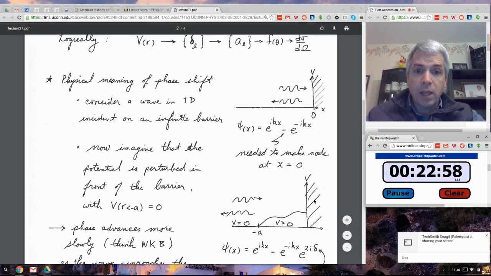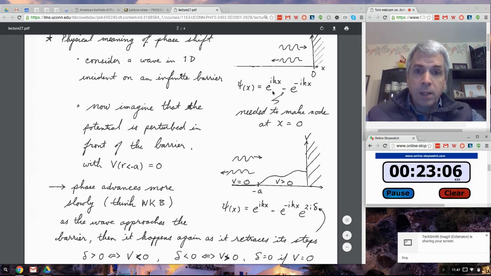Let's now describe this same wave function here in the V equals 0 region and compare what it would be in the equivalent region up here. Up here, it's just e to the ikx minus e to the minus ikx. Down here then, it's of exactly the same form where we apply a phase shift.